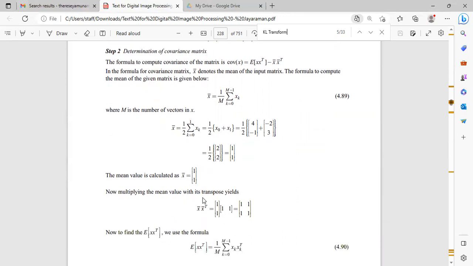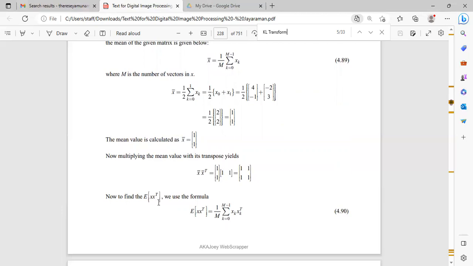Now multiplying the mean value with its transpose yields X bar into X bar transpose, [1, 1] times [1, 1] transposed. This will be the answer. You have to multiply 1 times 1, which is 1, and so on. This will be [1, 1; 1, 1], so this will be a 2 by 2 matrix.